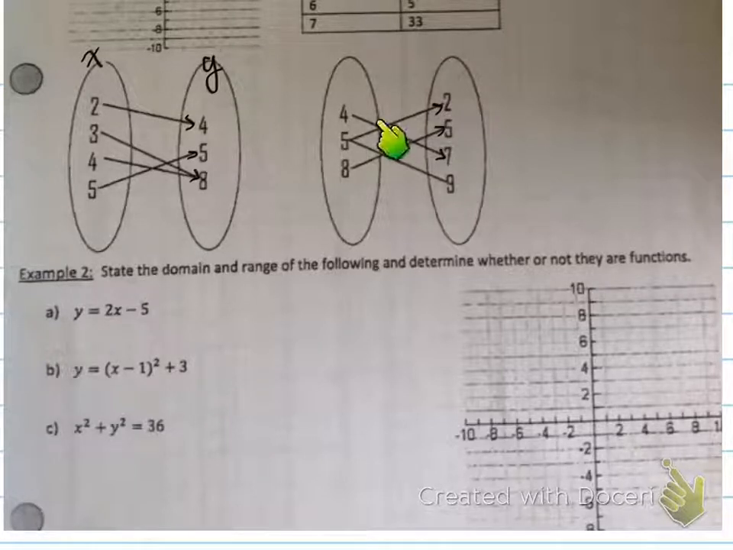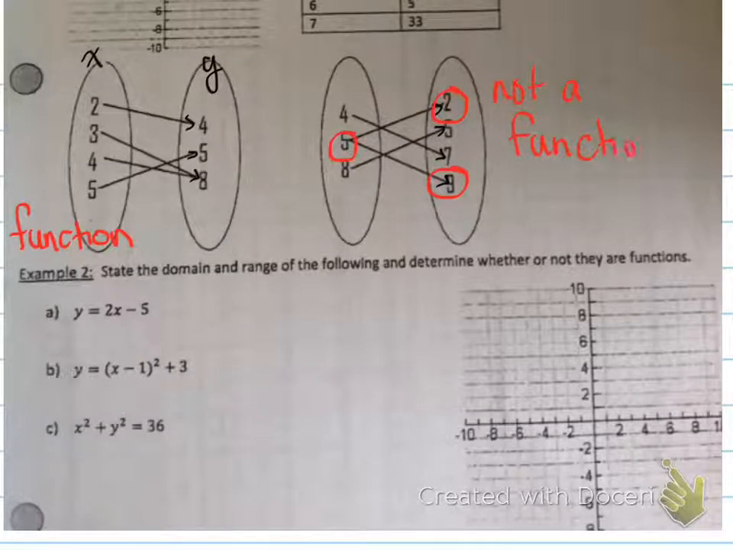But the second part, is this one a function? Let's see, for every x, nope. So, first one is a function. Second one is not a function. Why? Because 5 actually goes to 2 y values. And remember that the definition says for every x, there can only be one y.